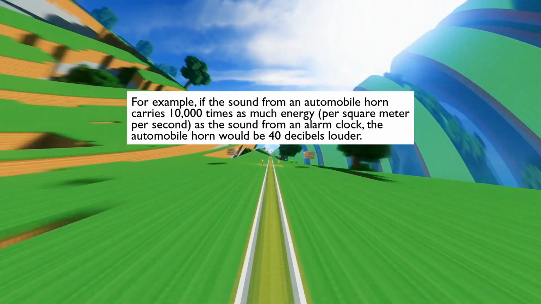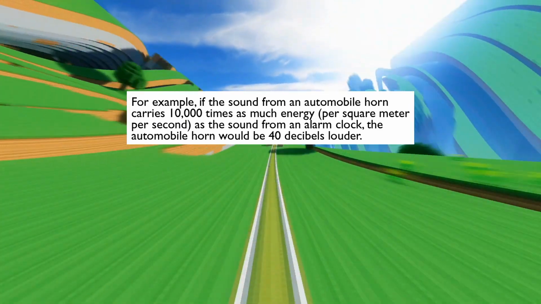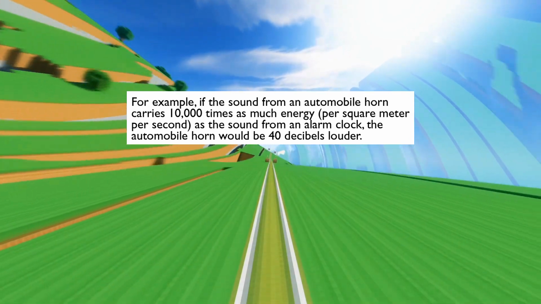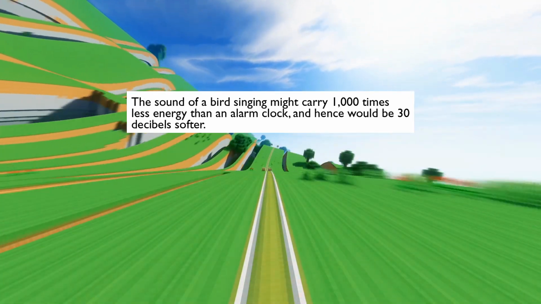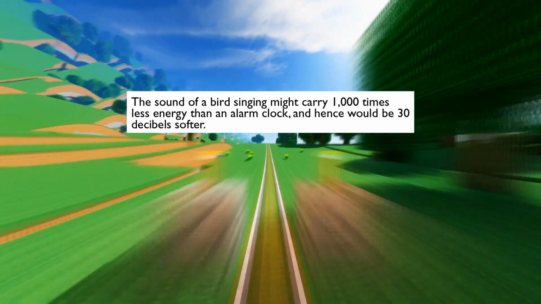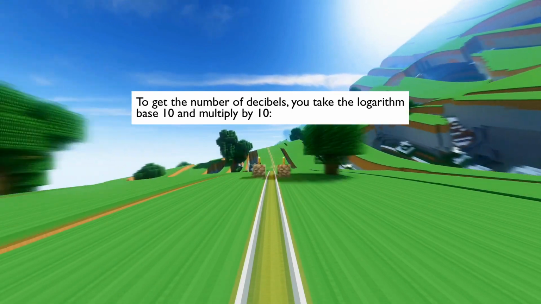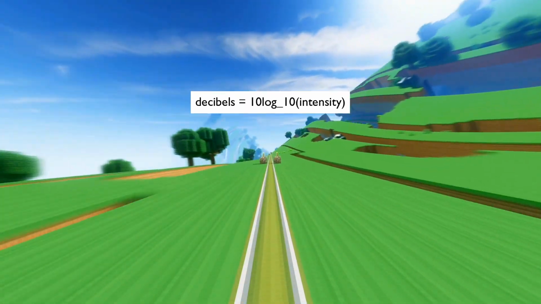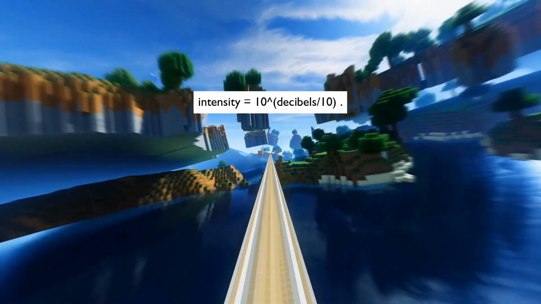For example, if the sound from an automobile horn carries 10,000 times as much energy, per square meter per second, as the sound from an alarm clock, the automobile horn would be 40 decibels louder. The sound of a bird singing might carry 1,000 times less energy than an alarm clock, and hence would be 30 decibels softer. To get the number of decibels, you take the logarithm base 10 and multiply by 10. Decibels equals 10 log base 10 intensity. Intensity equals 10 to the power of decibels over 10.